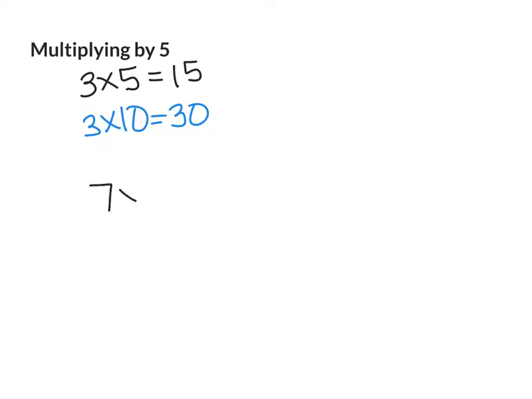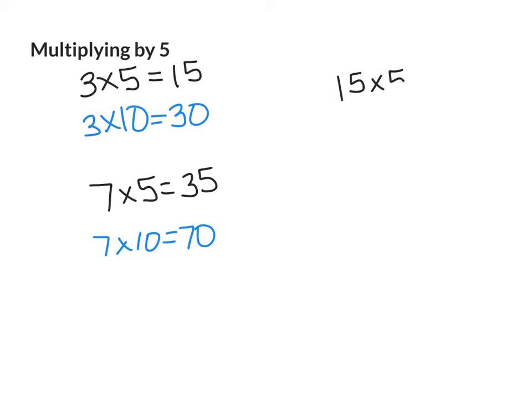This would work for a problem like 7 times 5. 7 times 10 is 70. Half of 70 is 35. It would work for larger values as well. 15 times 5 can be thought of as 15 times 10 equals 150, and half of 150 is 75.